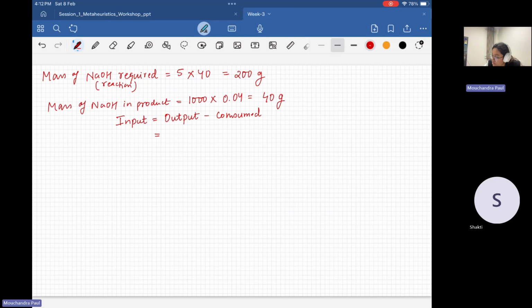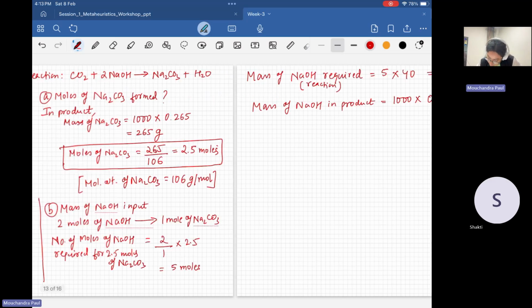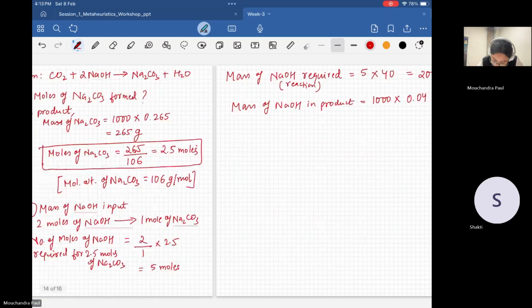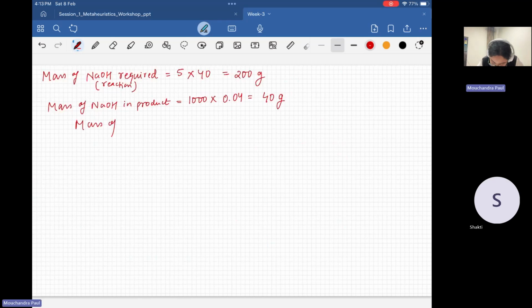Is it clear what I'm trying to do? So in the product it is this mass input. So we just have to simply calculate the mass input. This will be 200, this is the required amount, plus 40. Yes, this is correct.